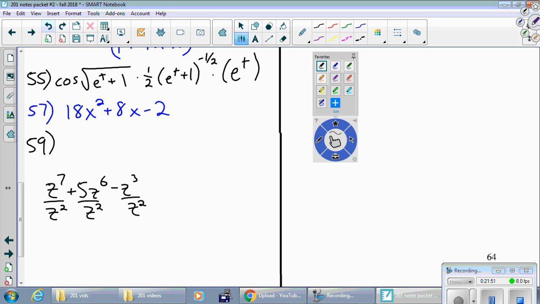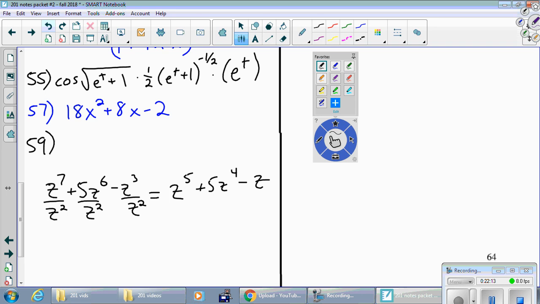Make sure you buy that that's allowed. After all, if I gave you this thing I just wrote down and I said make 1 fraction, you would just smush it together with a single z squared denominator. And then we can simplify each of these fractions now. Subtract those powers. Z to the 5th plus 5z to the 4 minus z. And my goodness, that's an easy one to take a derivative of.